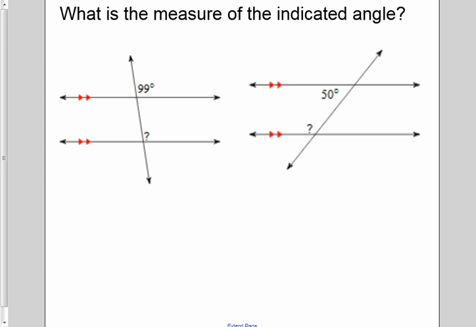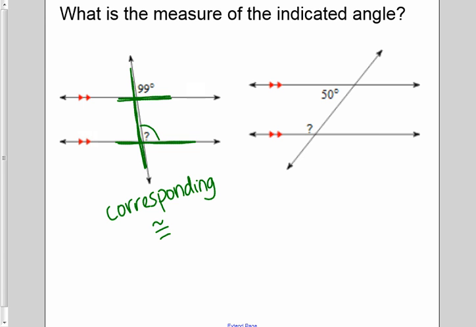But before we do that, I wanted to make sure we had a quick review of parallel lines and transversals and those properties and what happens there. So if I wanted to know the measure of this angle here, then I could use this 99 and use the properties of parallel lines to tell me that these two are corresponding angles, right? So corresponding means that they are congruent. So if this one here is 99, then this angle is also 99 because it falls in the same spot.